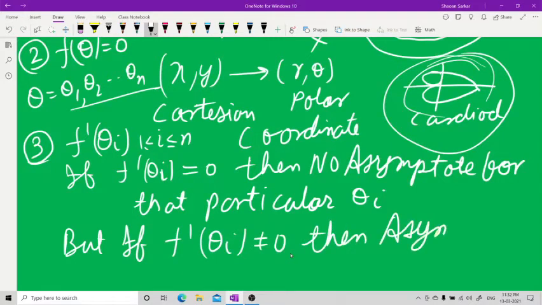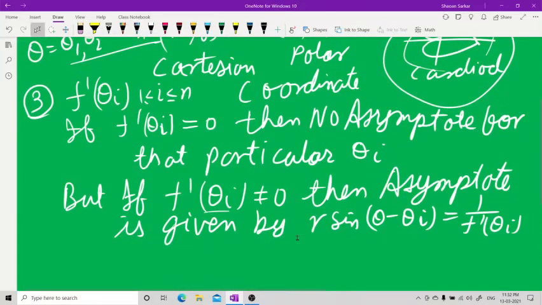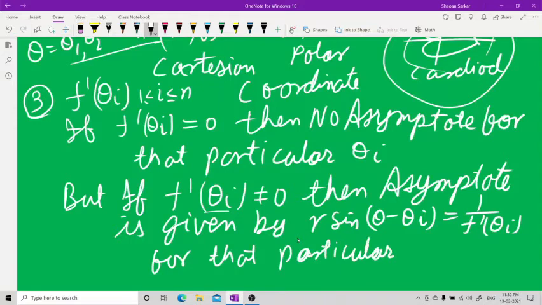But if f dash theta i is not equal to 0, then the asymptote is given by r sin(theta minus theta i) equal to 1 upon f dash theta i. Suppose f dash theta 1 is not 0, then the asymptote is given by r sin(theta minus theta 1) equal to 1 upon f dash theta 1, for that particular theta i. Let's do some examples in this.